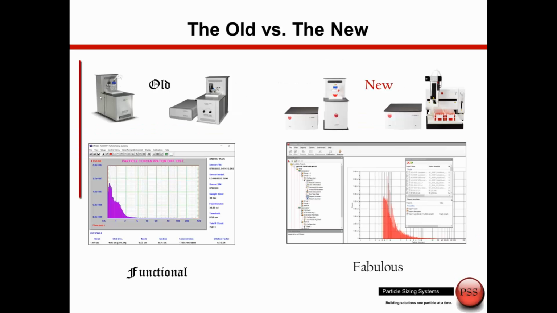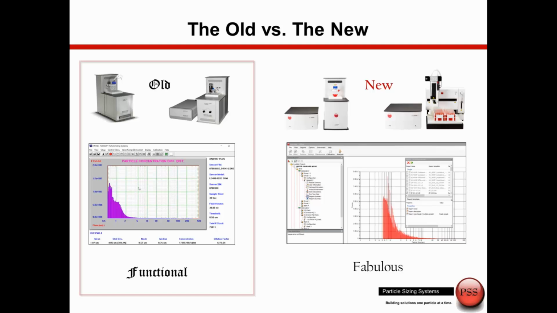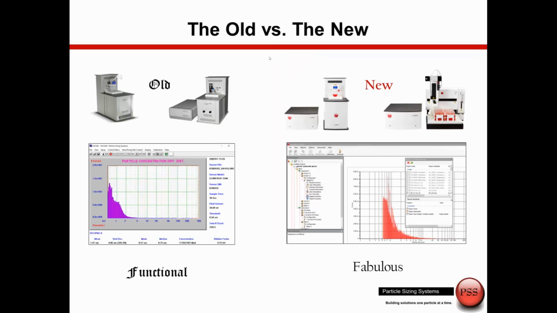As you look on the left here, this is the AccuSizer 780 series, and this is the software that we have been using to run that particular line of instruments for quite a while. And on the right, this is the new A7000, A2000 instruments, and down below, the software that we're going to be talking about today. So we'll talk about going from the old design to the new design, and from the functional software to the, dare we say, fabulous software.